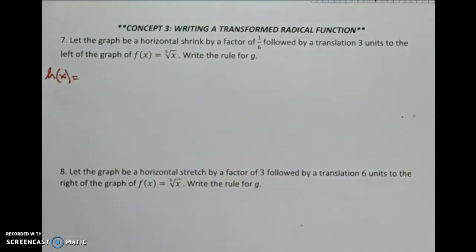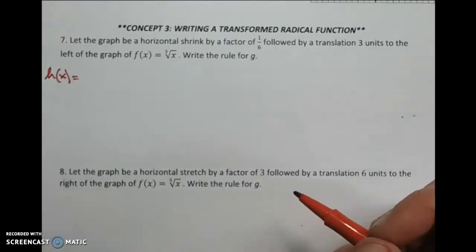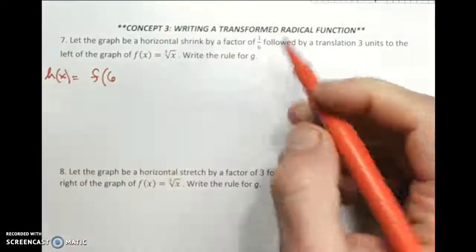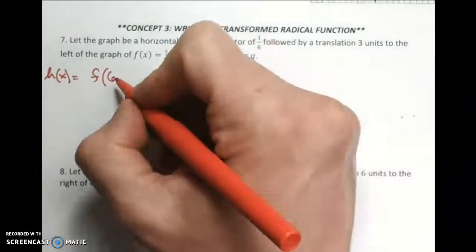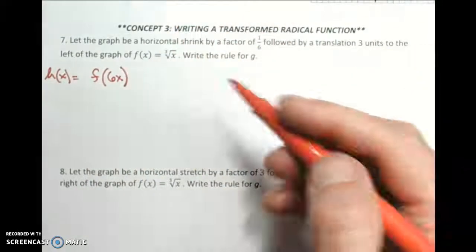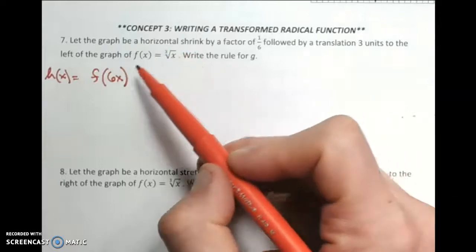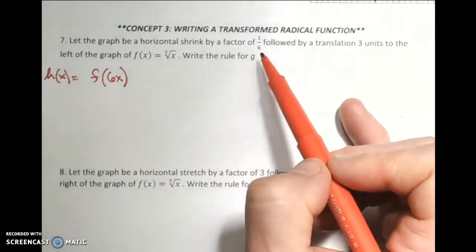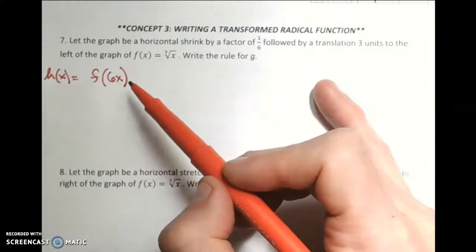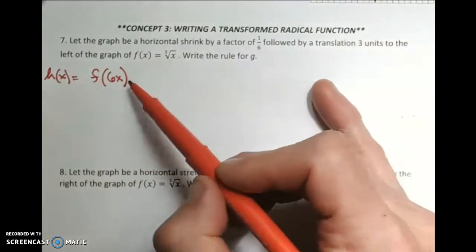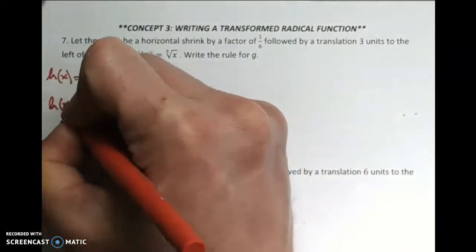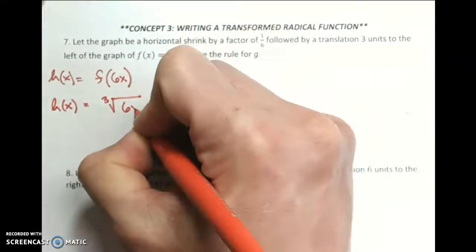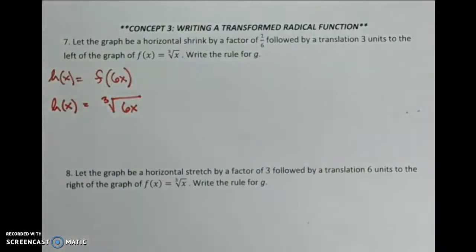Now again, horizontal is always counterintuitive, so it's opposite the way you think. And in that, it is f of 6, the reciprocal of 1/6, x. So all this horizontal is going to go inside the parentheses, not out in front, kind of counterintuitive to your normal thought process. So now for this, I'm just going to replace x with 6x. So h of x equals the cubed root of, not x, but 6x this time. And there's the first part.